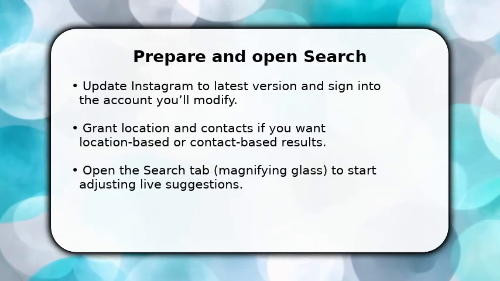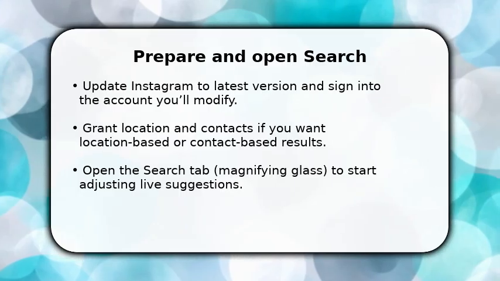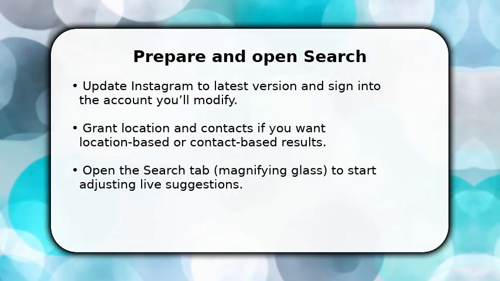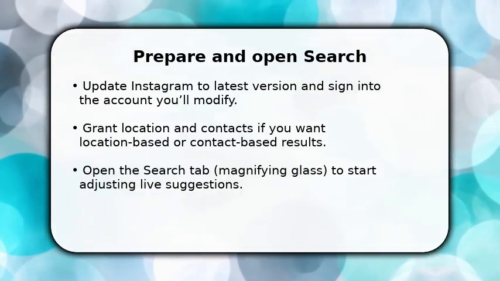Enjoy the video. You begin by making sure Instagram is up to date and you're logged into the correct account. This guarantees recent UI and search features. Once done, grant optional permissions like location or contacts if you want those influences in results.